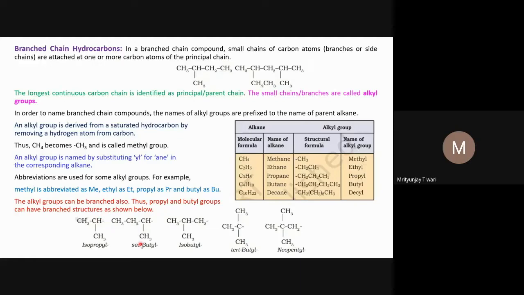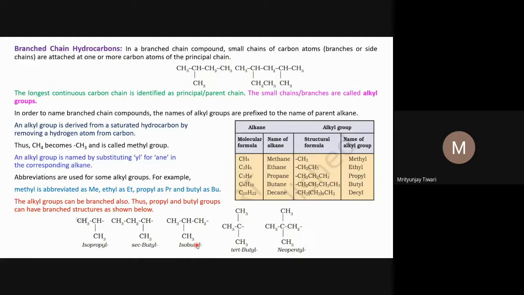Now the secondary butyl: we know this is the secondary carbon atom in this alkyl group, the butyl group, so this is named secondary butyl. The main chain is linked through this carbon atom, so this is a secondary butyl. The secondary butyl name is also used in IUPAC nomenclature. Isopropyl, people also use these names as prefixes to name these branches in IUPAC nomenclature. So these names are important.